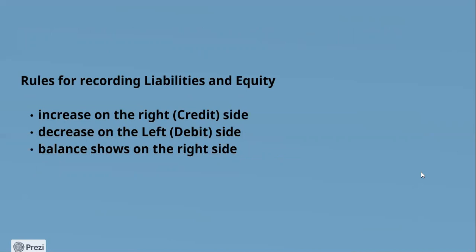Now, rules for recording liabilities and equity. An increase is recorded on the credit side. A decrease is recorded on the left side. And the balance should normally be on the right side or the credit side, because the normal balance of liabilities and equity is found on the credit side. So if there's an increase in liabilities, for example accounts payable, notes payable, or payroll liabilities, it should be recorded on the credit side. If there is a decrease in your accounts payable or your equity account, it should be recorded on the left side. And remember that the normal balance should always be found on the credit side, or the right side of the T account.